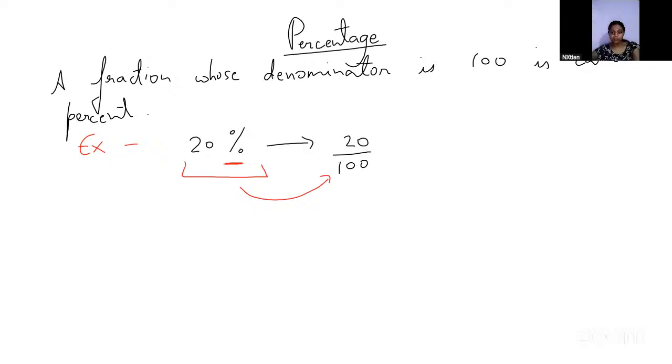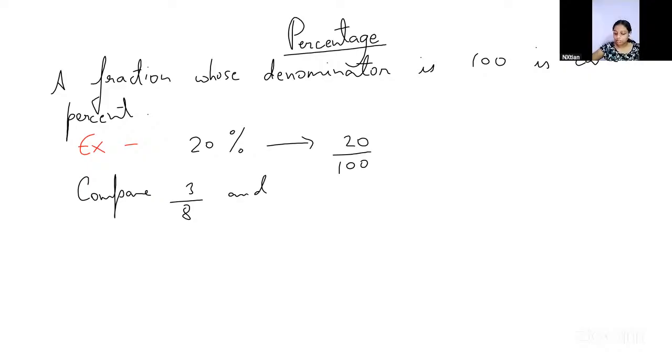Now, let's see if we are given two fractions, how are we going to do its comparison? I have to find out which one is greater, 3 by 8 or 2 by 7, for example. Okay, we have different denominators. So first thing we have to do is write them in the form of equivalent fractions.